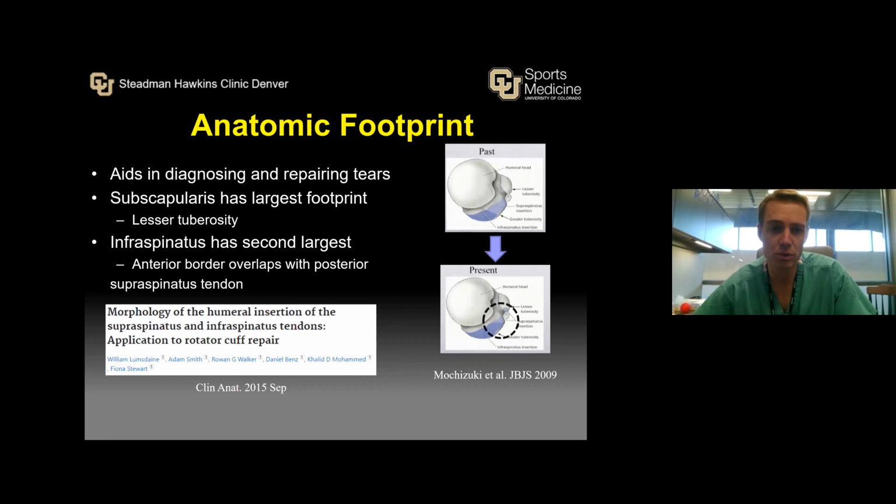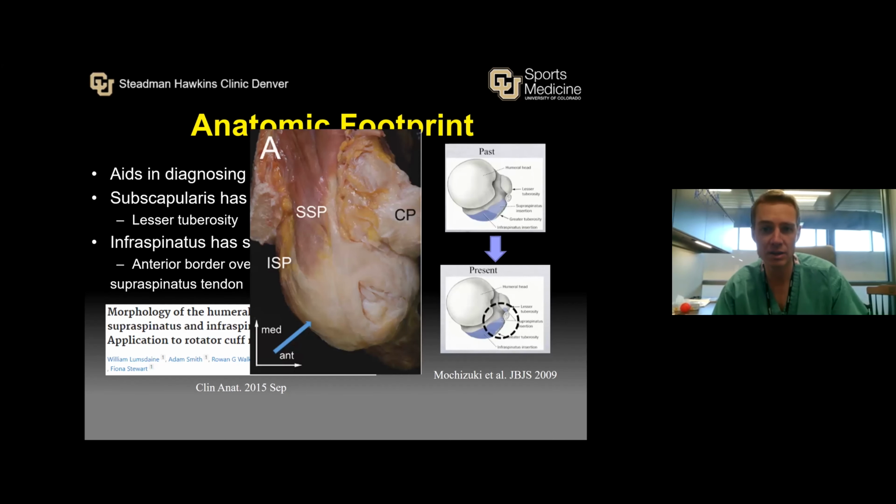And some of the newer morphology and anatomy studies show how this infraspinatus tendon posteriorly comes around, and you can see from this anatomy picture here, its fibers then insert and overlap on the top portion of the supraspinatus, so the ISP being infraspinatus. So it has a larger emphasis during repair than initially thought.